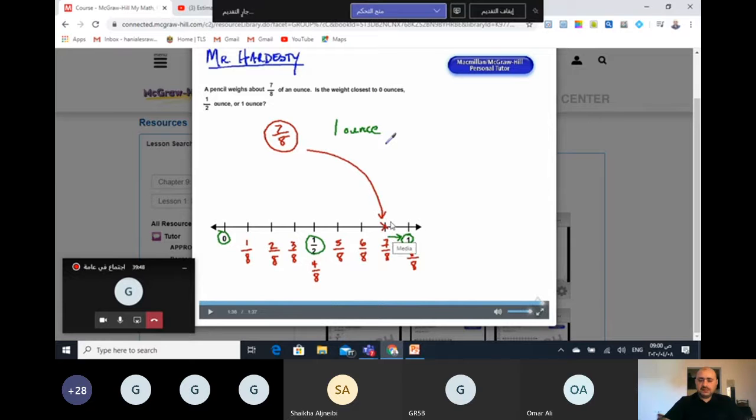As you see here, 7 over 8 is close to the 0, or close to the 1/2, or close to the 1. It's close to the 1. So the round of 7 over 8 equals 1. And we have a rule here: if the numerator is very close to the denominator, I can round the fraction to the 1.